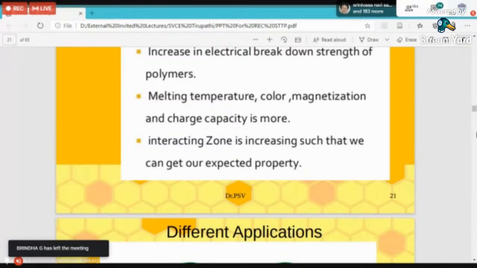To whom will it interact? It will interact with the applied load, the environment, the ambient condition, other things. It will interact with each other. Finally, it will come out. It will protect. So finally, what is the ultimate requirement of this? Finally, we have to be safe.